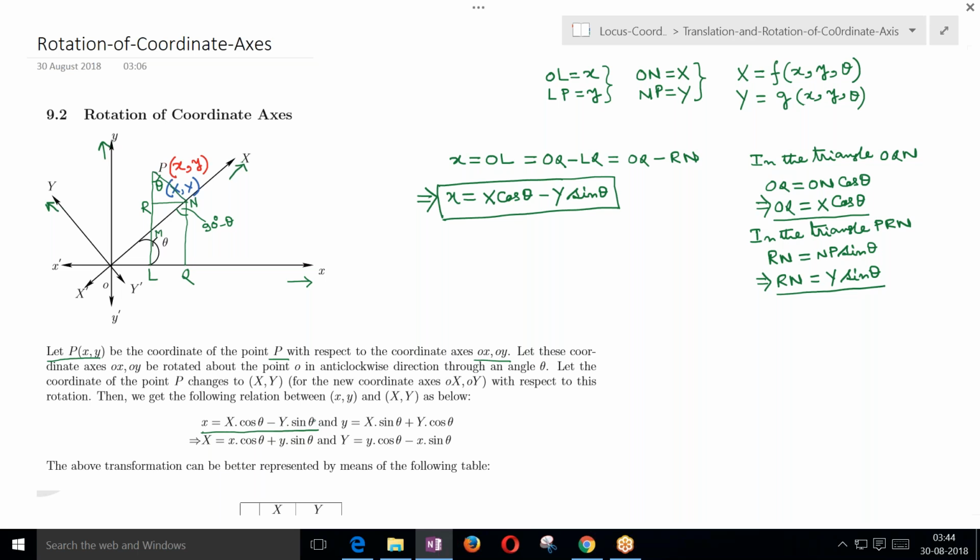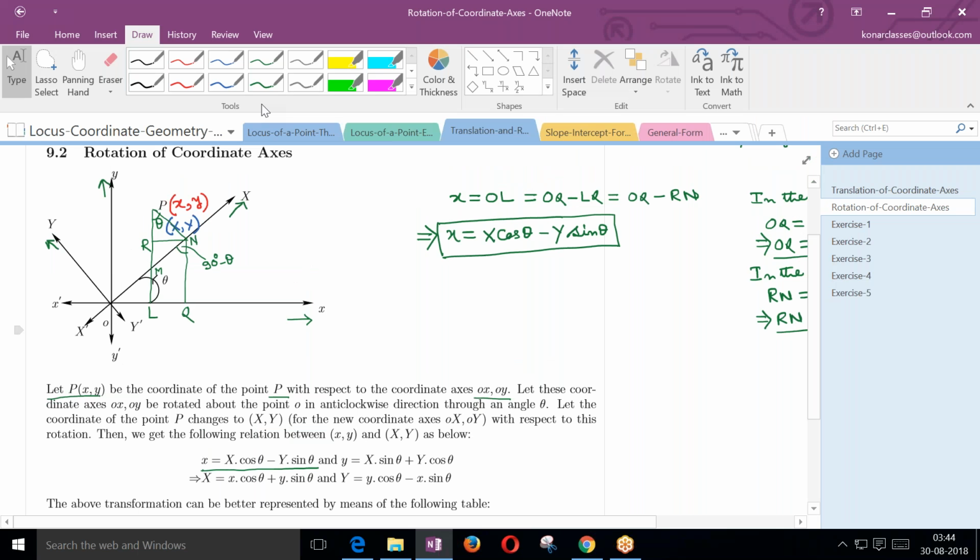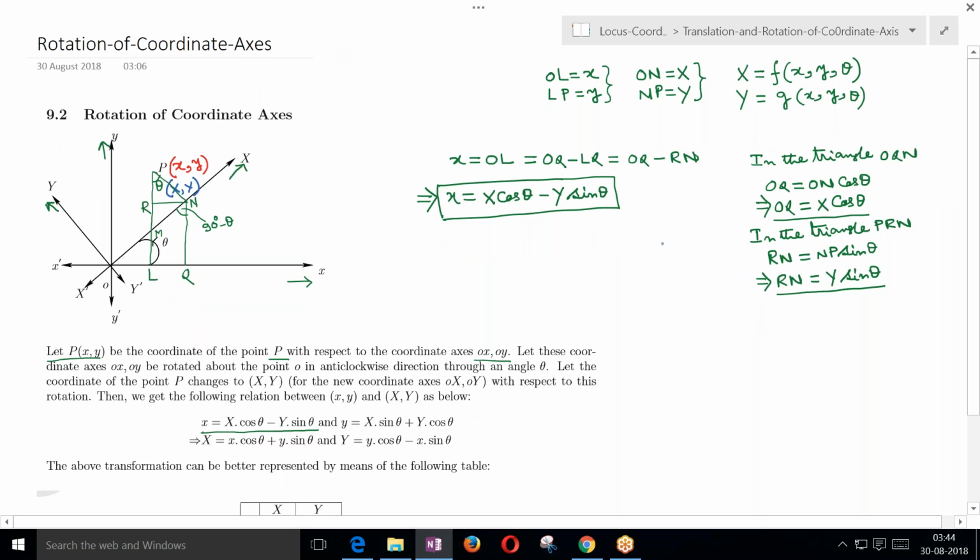How can we find the value of Y? Let me explain. Let me use a different color pen so that you can differentiate later. So if you look at Y, what is Y? Y is nothing but PL, as we know. And what is PL? PL is nothing but RL plus RP. Now what is RL?